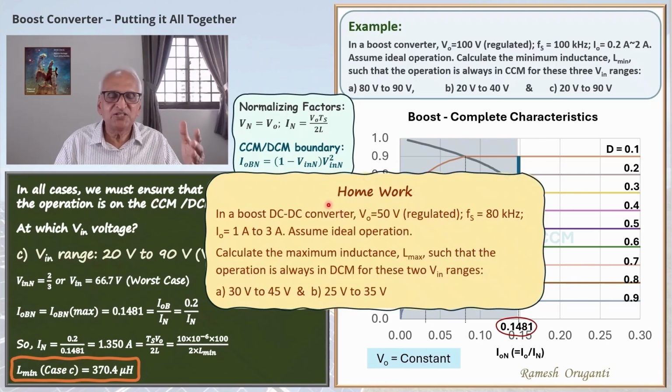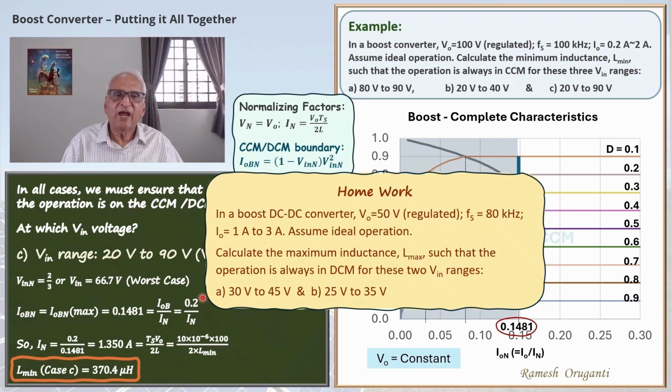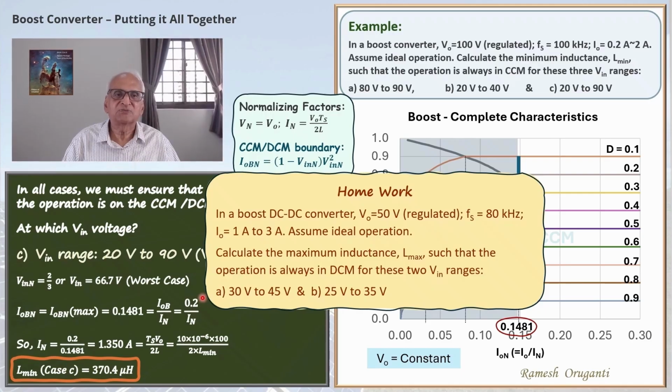In a boost DC-DC converter, V0 is 50 volts regulated to be constant. Fs is 80 kilohertz. I0 is 1 ampere to 3 amperes. Assume ideal lossless operation. Calculate, in this case, the maximum inductance, L max, such that the operation is always in DCM for these two Vin ranges, 30 to 45 volts and 25 to 35 volts.